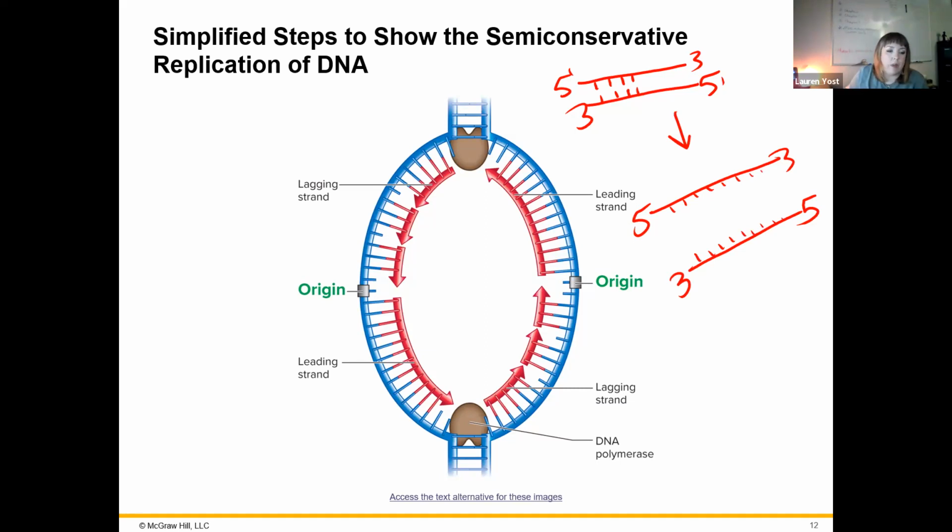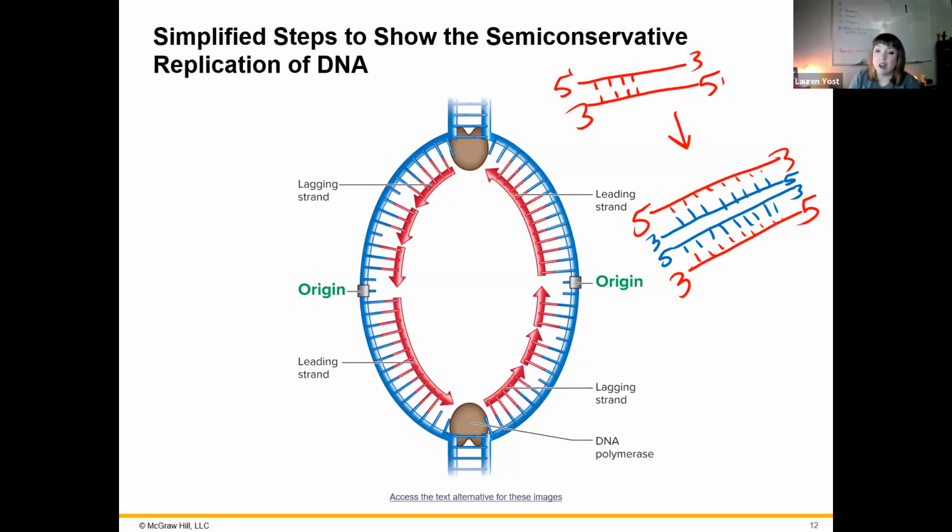And then what can happen after that is we can come in and make copies. So this would be 3 and this would be 5 for that side. And that is 5 and that is 3, because it's always going to be anti-parallel. Then we make our little complements, A to T and G to C. And now we have two full double-stranded DNA.